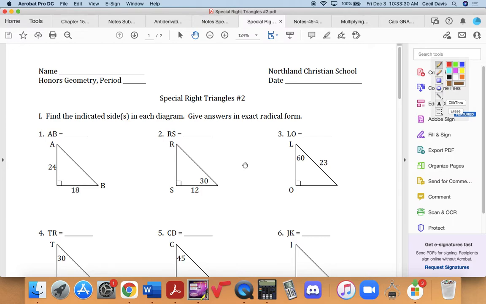Number 8 is 10 square roots of 3. Number 9 is 9 square roots of 2. Number 10 is 8 square roots of 2. Number 11 is 52 square roots of 3 over 3. And number 12 is 16 square roots of 3. Yes, ma'am. Can you repeat 8? Yes, 10 square roots of 3. Can you do 8? Sure.